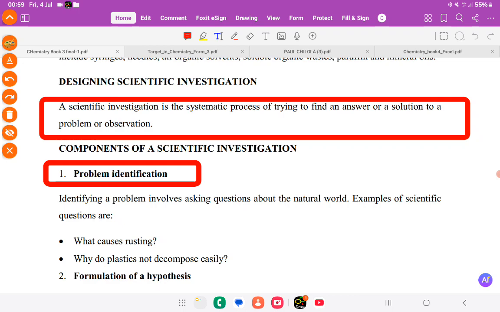All right? Another one could be why plastics do not decompose easily. That's also a scientific problem, right? So in order to find answers to this, you simply carry out an experiment, and then the experimental results will reveal what causes rusting and why plastics do not decompose easily. There are many examples we can give. Maybe you want to find out which salt would dissolve the fastest, kitchen salt or table salt, which one of the two dissolves the quickest.